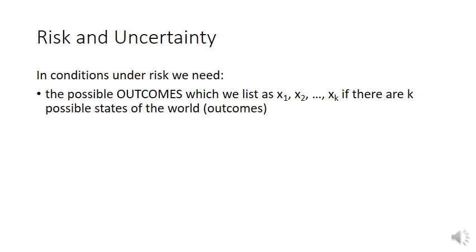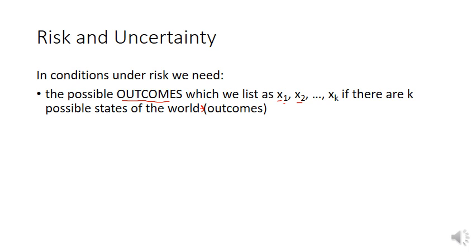So generally, we characterize risks by two different things. First, we need the possible outcomes, which we list as x's with subscripts, x sub 1, x sub 2, and so on through x sub k if there are k possible states of the world. And by states of the world, we just mean outcomes.